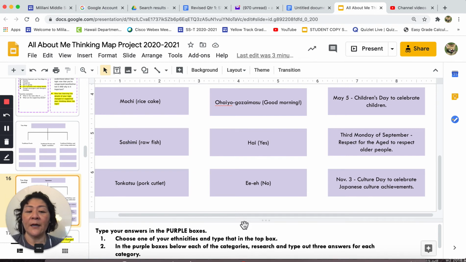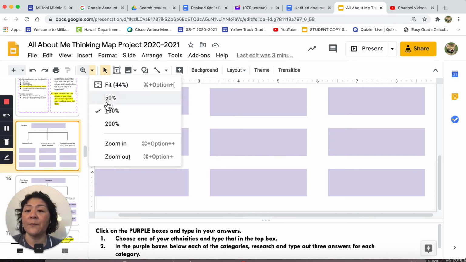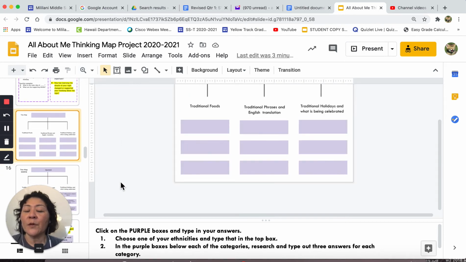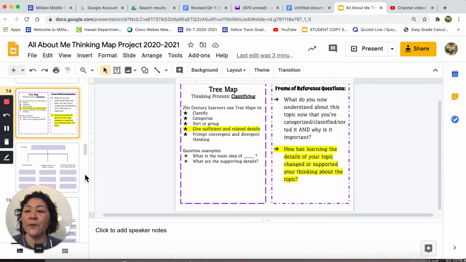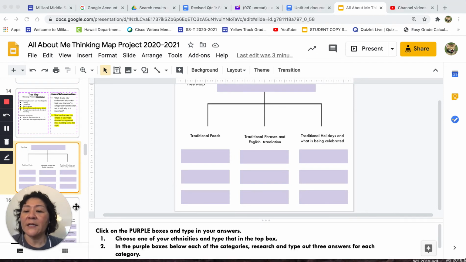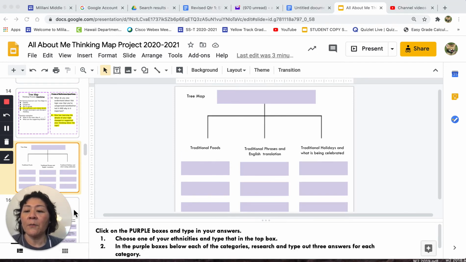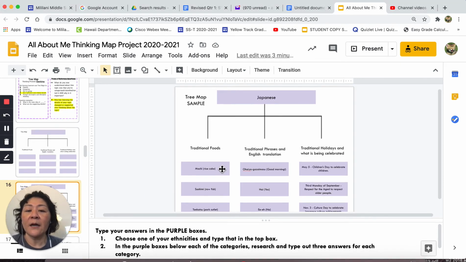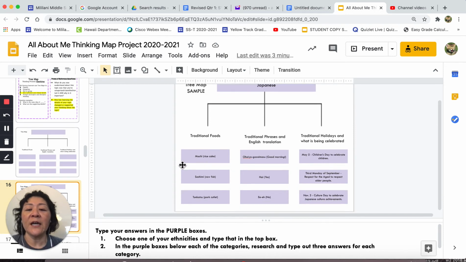All right, so if you see down here, it has the same directions as the one that you're going to do, which is this one. Let me back out here. Okay, so what I want to tell you before we go on is some people might only be Japanese. Now, if you're Japanese, you can choose Japanese, but all the teachers have decided that you cannot choose any of these things that are on here already.